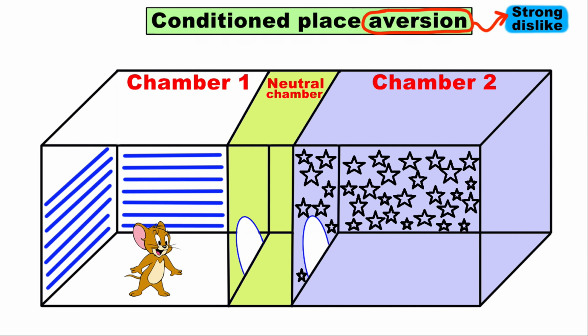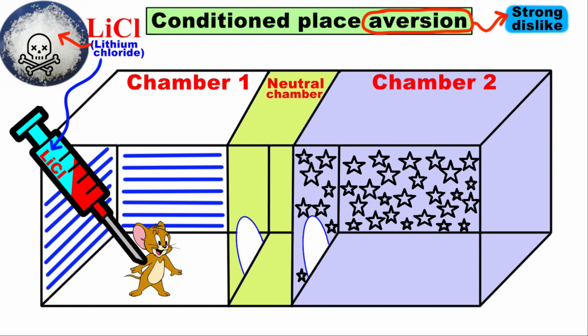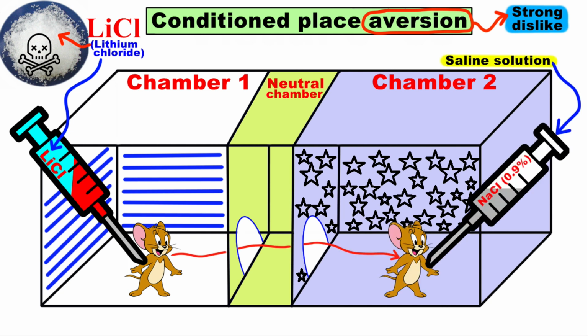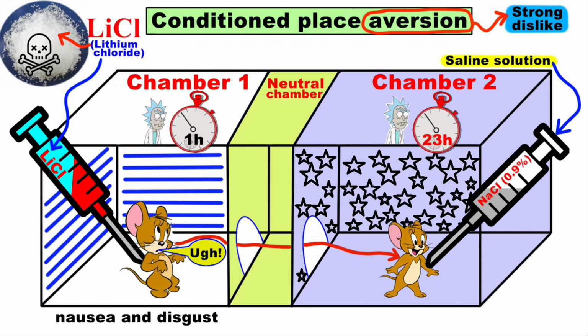Let's have the second experiment using a toxic salt called lithium chloride. The mouse is given lithium chloride solution in the first chamber and saline solution in the second chamber. Lithium chloride will cause nausea and disgust. The mouse will avoid the first chamber and will spend much more time in the second one because the pairing between the stimuli takes place.